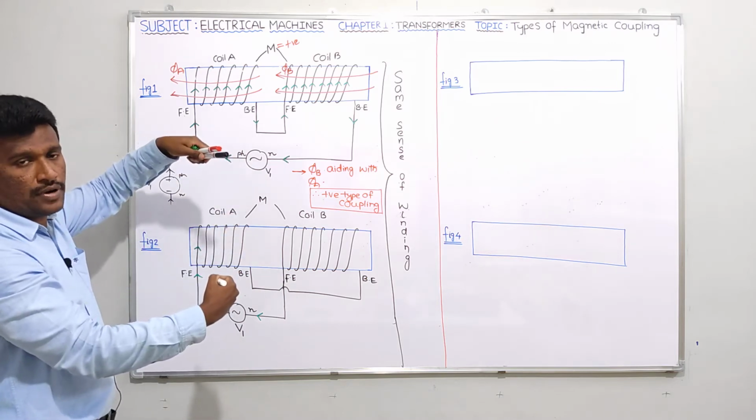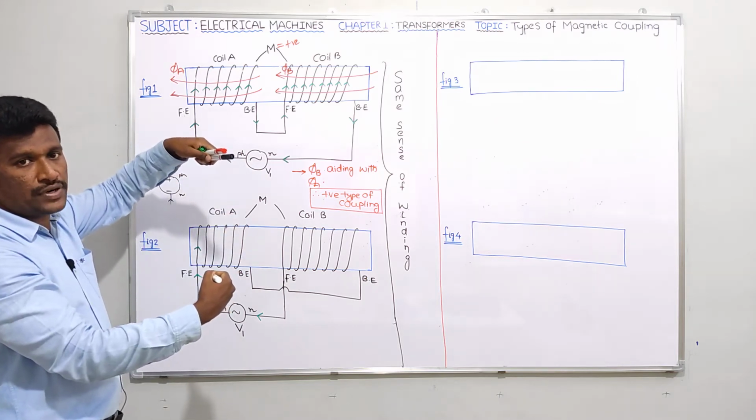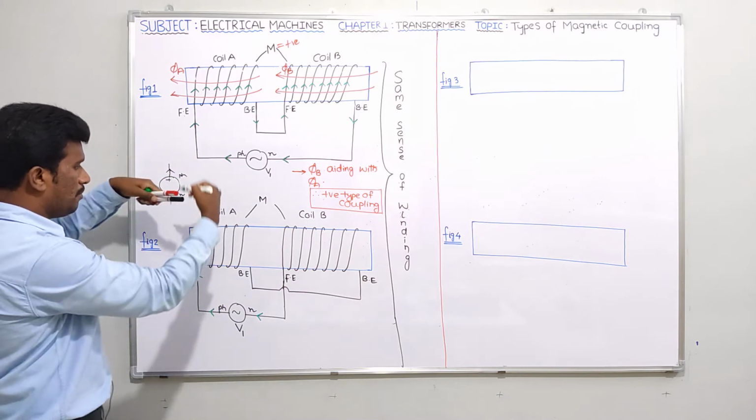I cannot show the direction of current at the back end. I can show only the direction of current at the front end, right? Front end means it is like this. Back end means leaving.